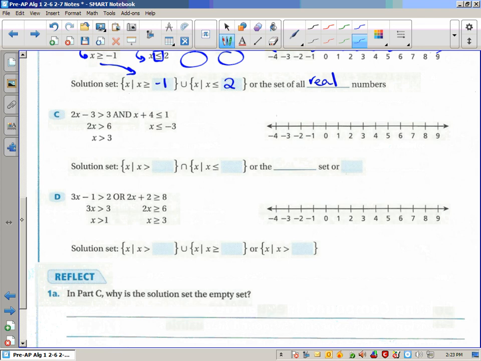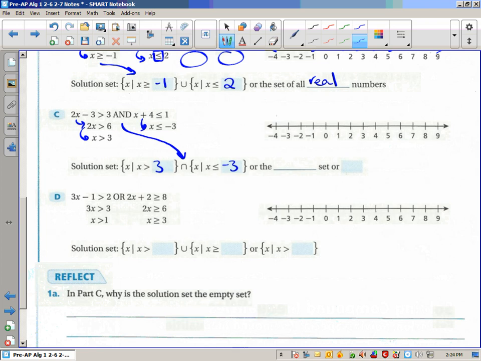All right, so we add 3 first, divide by 2. We didn't multiply or divide by a negative, so no flipping the sign. Here we just subtract by 4, and then we've got x is less than or equal to negative 3. And this is an and, so we're going to be using an intersection symbol. x is greater than 3, x is less than or equal to negative 3.